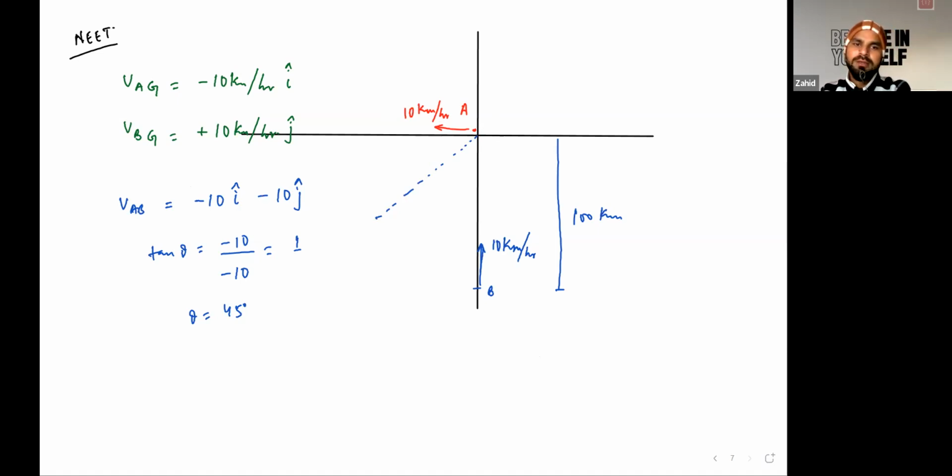Similarly, if you calculate for B, velocity of B with respect to A will be VB minus VA. So it will be plus 10 i and plus 10 j. So it will be along this direction, which means the northeast direction. Is it clear? Yes, sir.